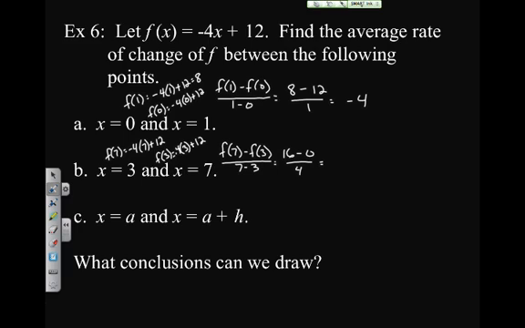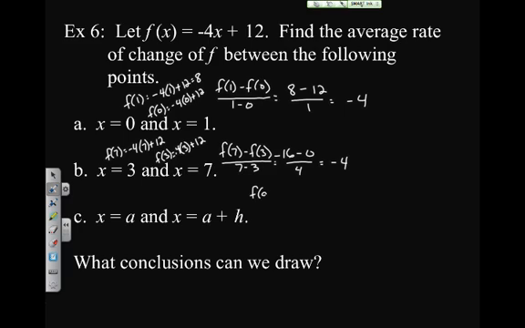And notice, what do I have wrong here? Oh, sorry, this is negative 16. Negative 16 over 4 is negative 4. So both the answers for A and B were negative 4. Now let's look at what happens with this one.